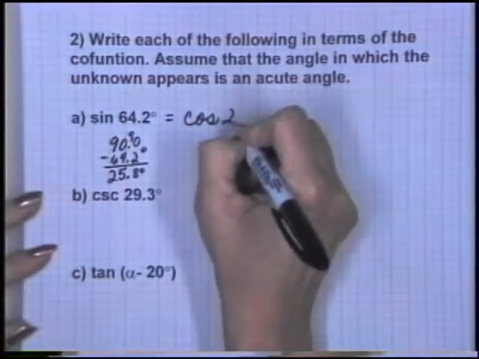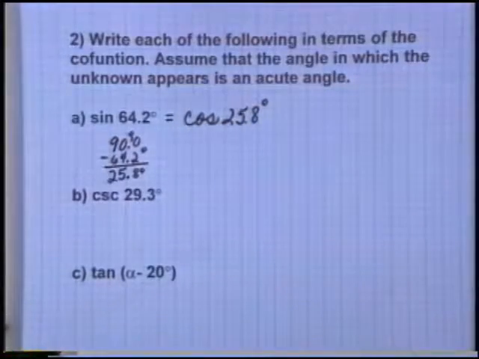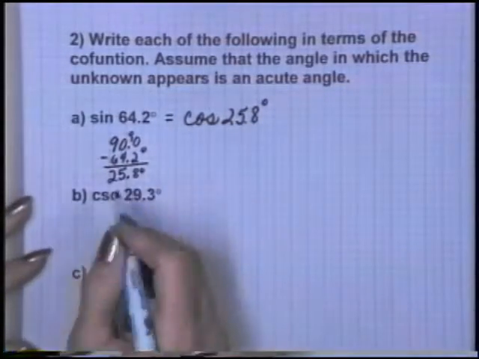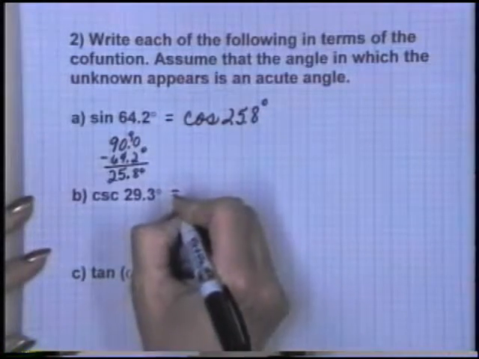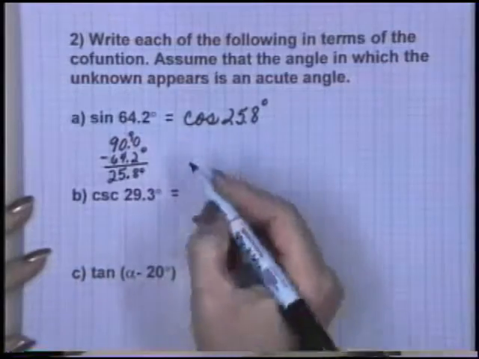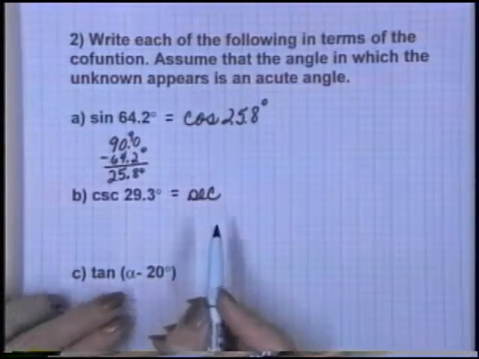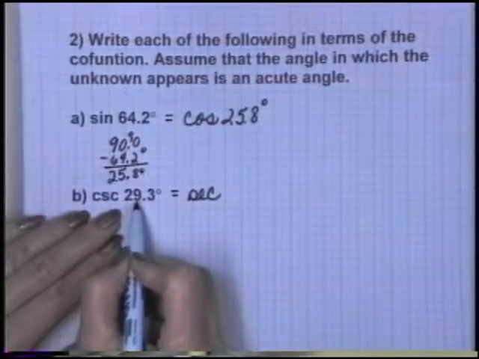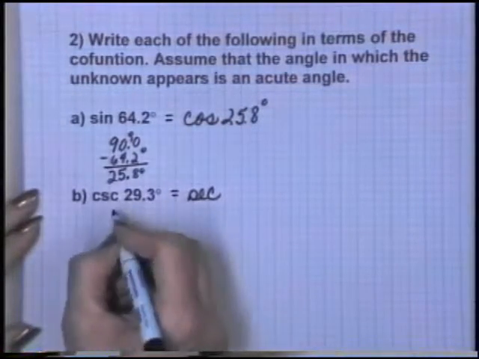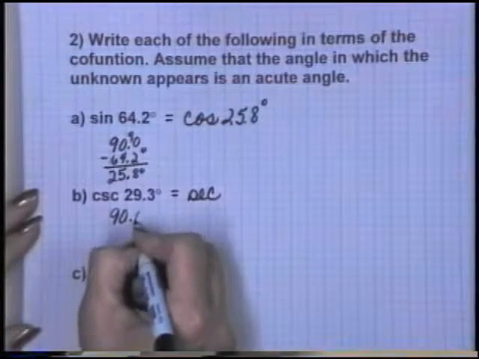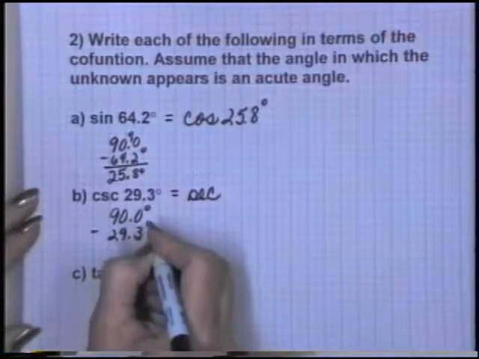So this answer would be the cosine of 25.8 degrees. For 2b, we have the cosecant of 29 3/10 degrees. Well, the cofunction of the cosecant is the secant, so the function is the secant, and what we need to find in this case is the complement of 29.3 degrees.